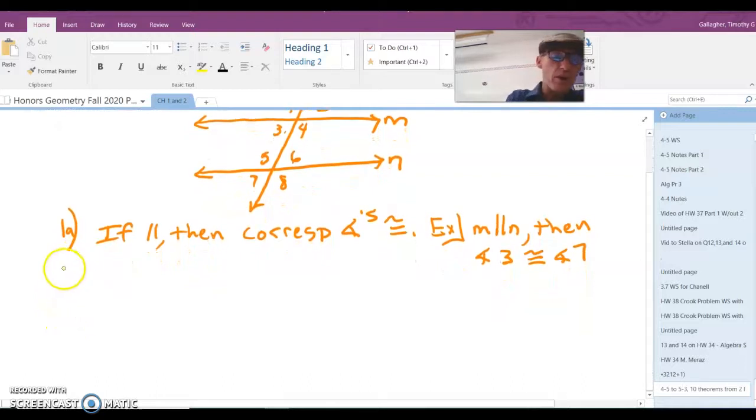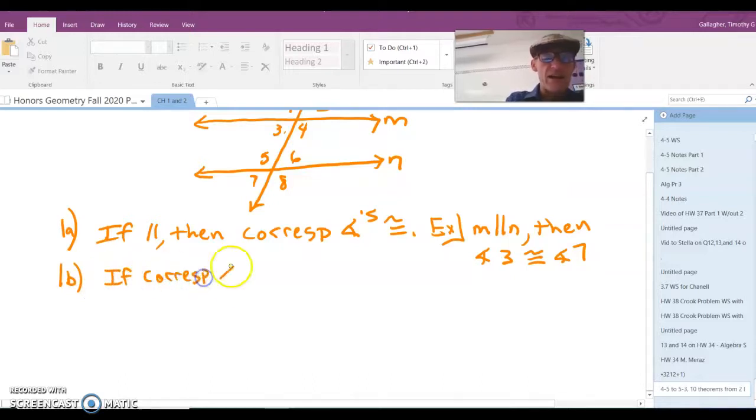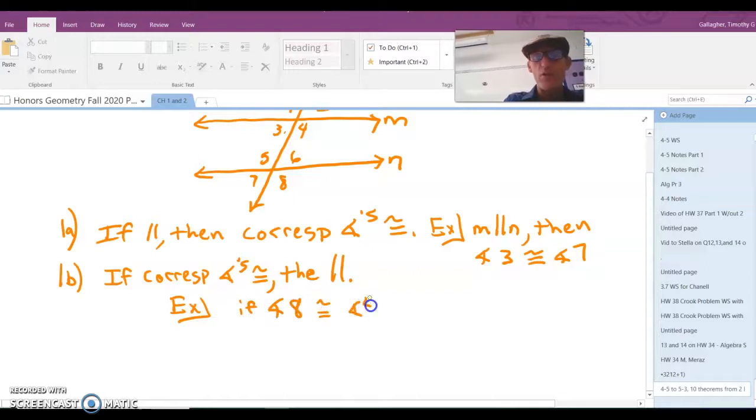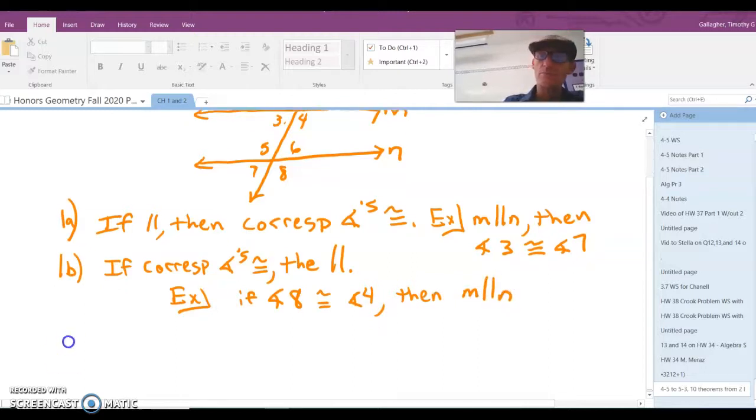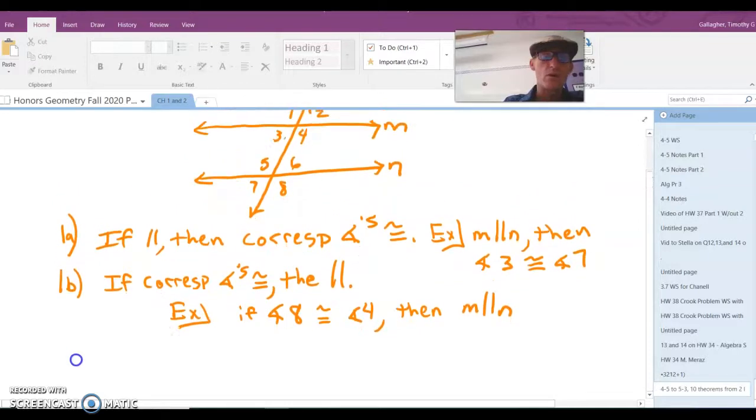Okay, number 2, or 1B, if corresponding angles congruent, then parallel. Example, if angle 8 congruent to angle 4, then M is parallel to N. Okay?